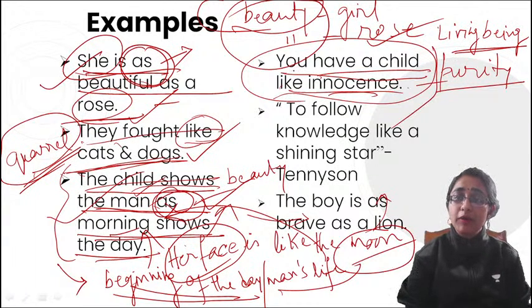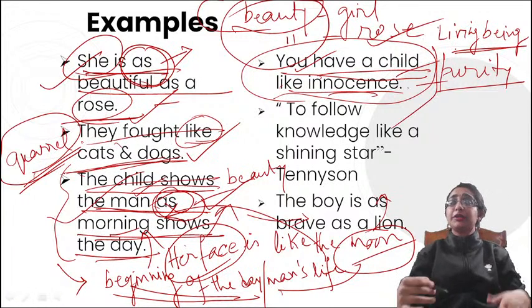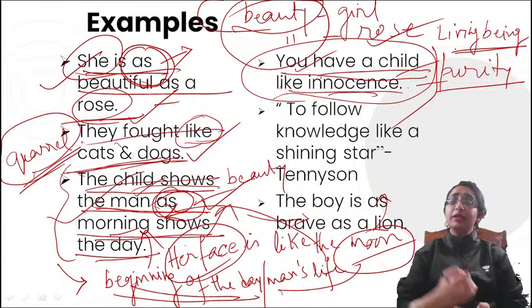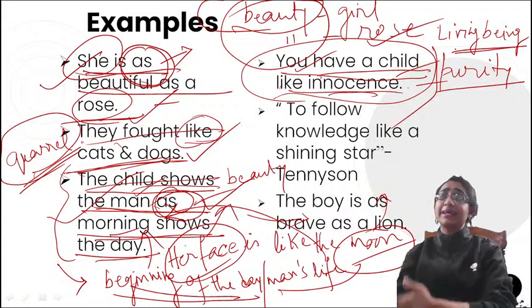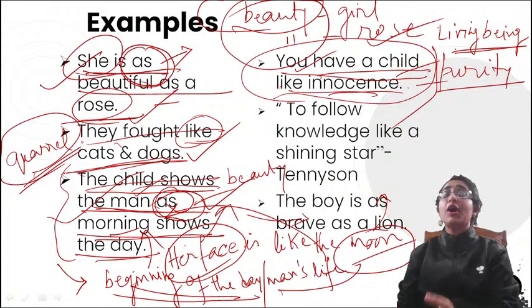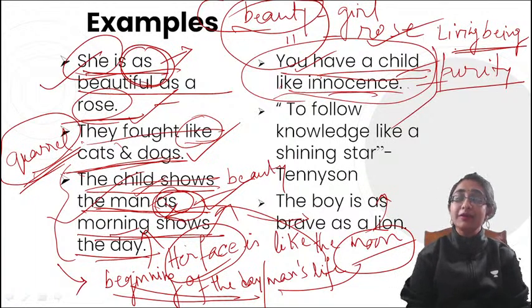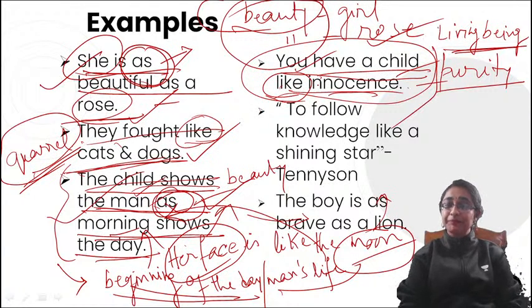One is maybe some adult person and another is a child. So I am telling some adult person that you have a childlike innocence. You are an adult but you are innocent like a child. That means you still have the purity of a child, the innocence of a child. So that is the comparison between two living beings. Here also the word like is used.